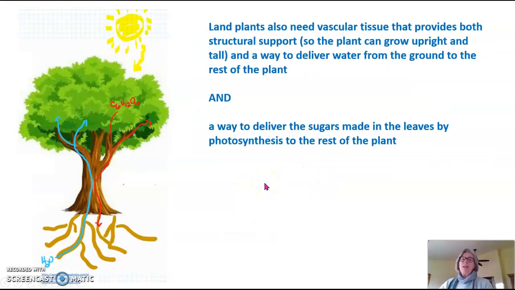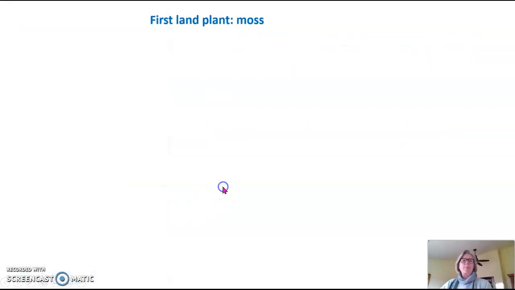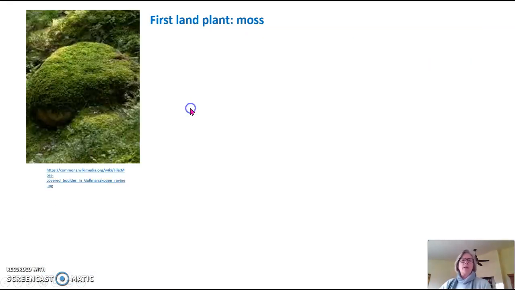Land plants also need vascular tissue that provides both structural support so that the plant can grow upright and tall, and a way to deliver water from the roots all the way up through to the top of the plant to the leaves where it can be an electron donor for photosynthesis. This vascular system also has to deliver the sugars that are made by photosynthesis in the leaves to the rest of the plant.